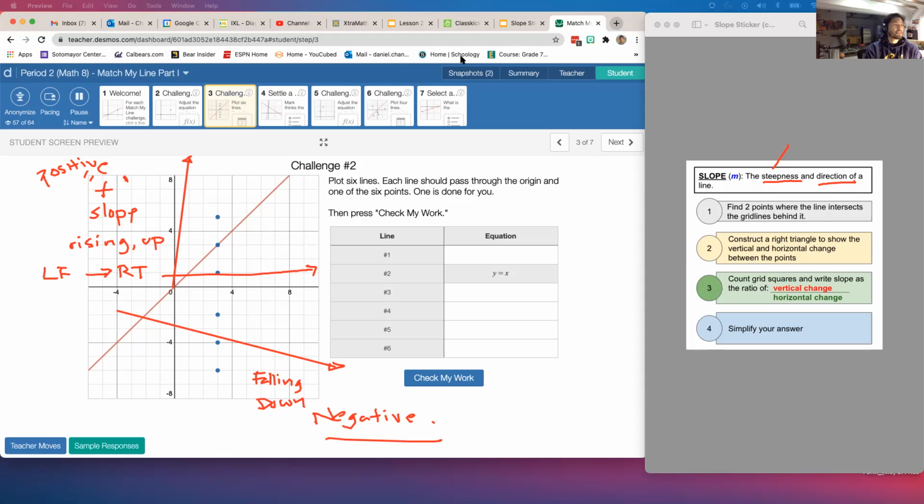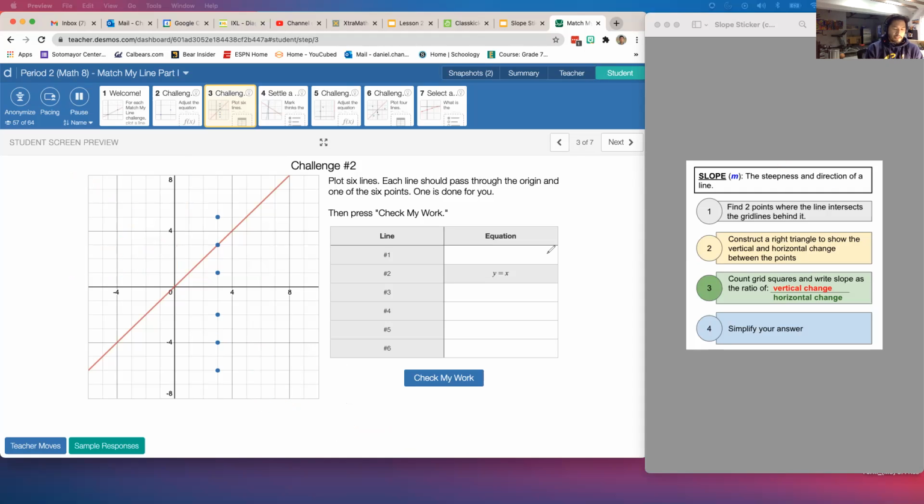Now there's 2 ways to figure out the slope of a line, and I will do a couple of examples. So first we're going to look at line number 1, and that's going to be this point number 1 right here. And I'm just going to draw a line. Remember, it says plot 6 lines. Each line should pass through the origin and one of the 6 points. 1 is done for you. That's what the directions are.